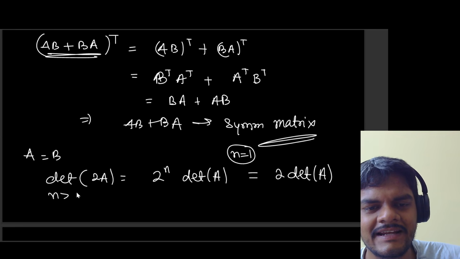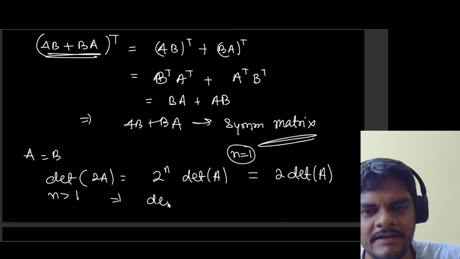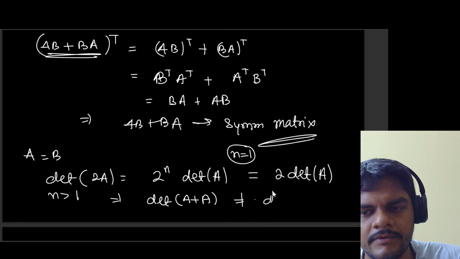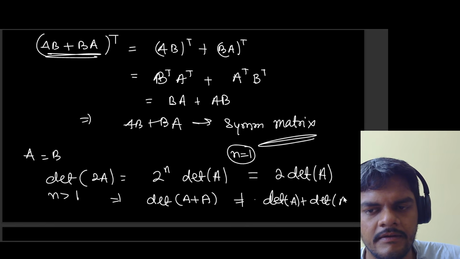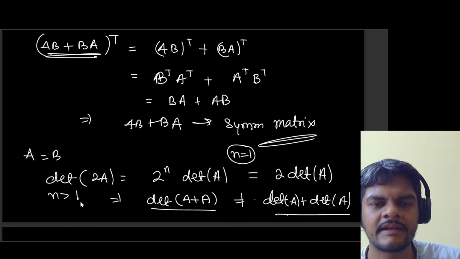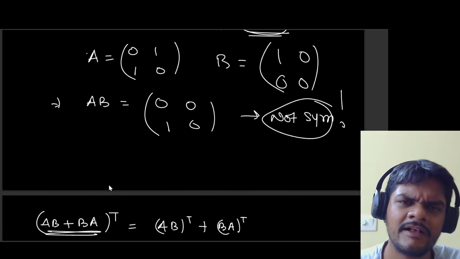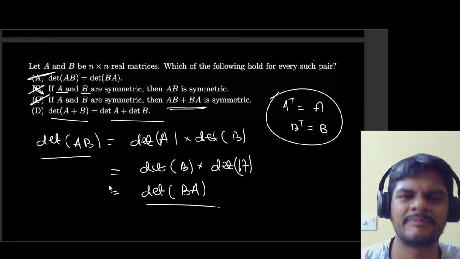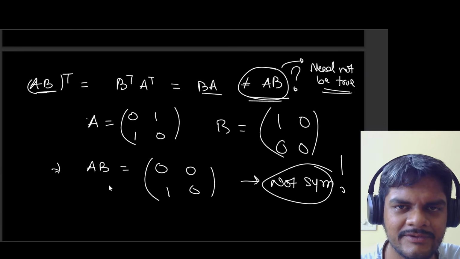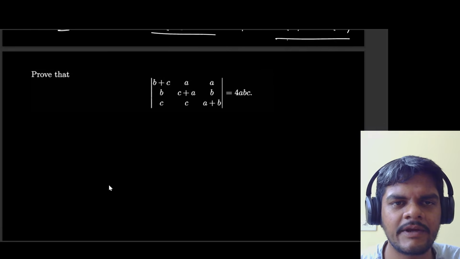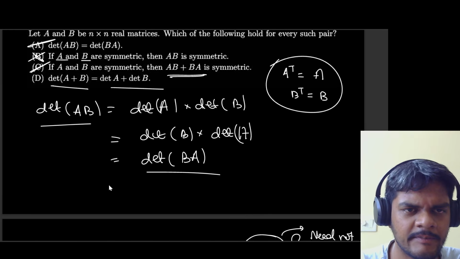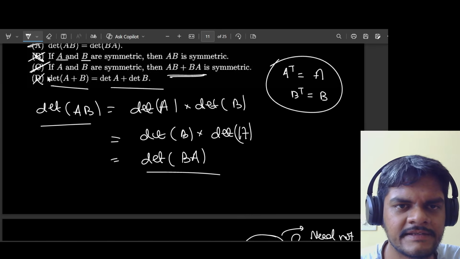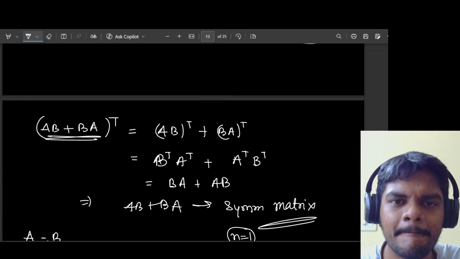So for n greater than 1, determinant of A plus A is not equal to determinant of A plus determinant of A. Okay. So obviously for n greater than 1, it's not. For n equal to 1, it's simply the value itself, so nothing really changes. Okay. So option D is wrong, by the way. So only A and C are correct in this question. I hope that was fun. Okay.